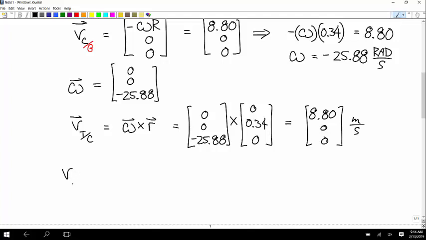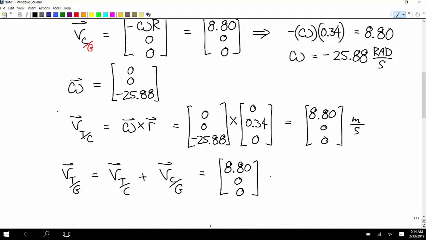So the velocity of the top relative to the ground is equal to the velocity of the top relative to the center plus the velocity of the center relative to the ground. And so that's 8.8, 0, 0 plus 8.8, 0, 0, and so 17.6, 0, 0.